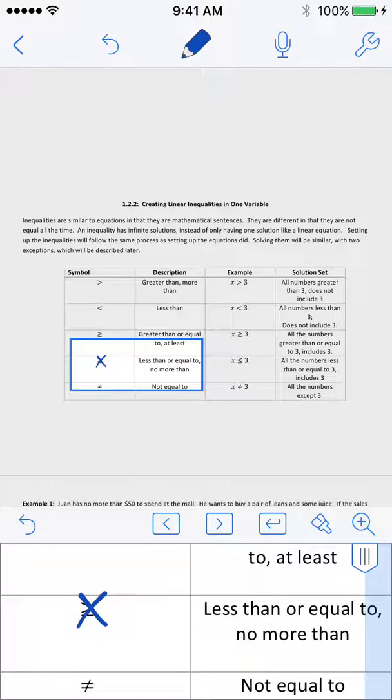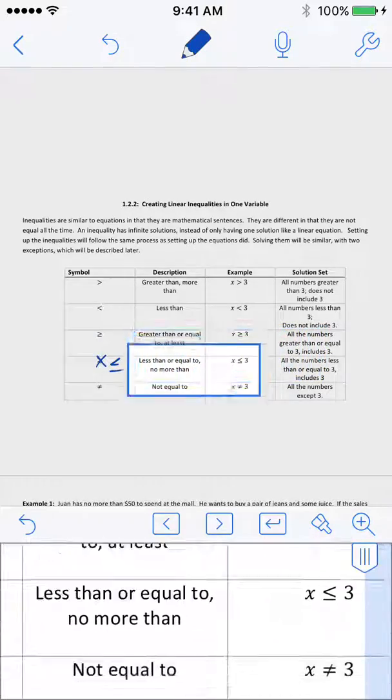My apologies, this is the wrong symbol. Should be that one. Less than or equal to, those are the inequalities, 4 inequalities. Alrighty.